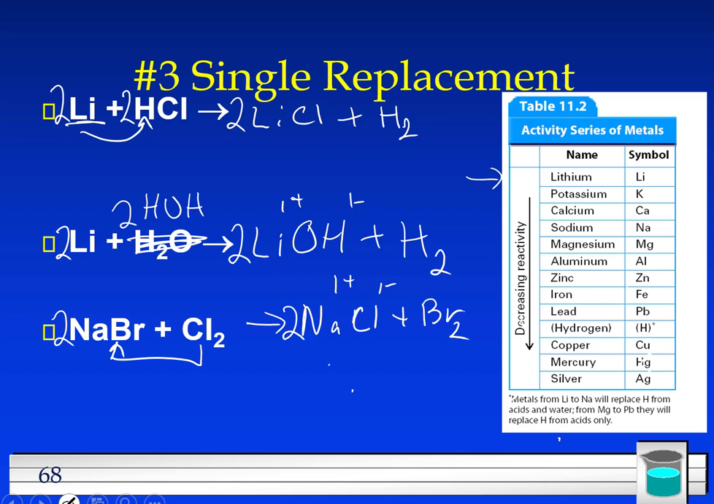But single replacement is an element and a compound. The decomposition is 1 compound. The combination is 2 elements. Sometimes the answer will be no reaction.